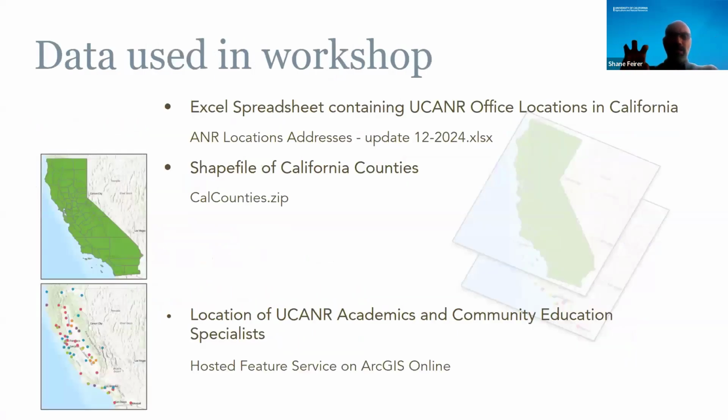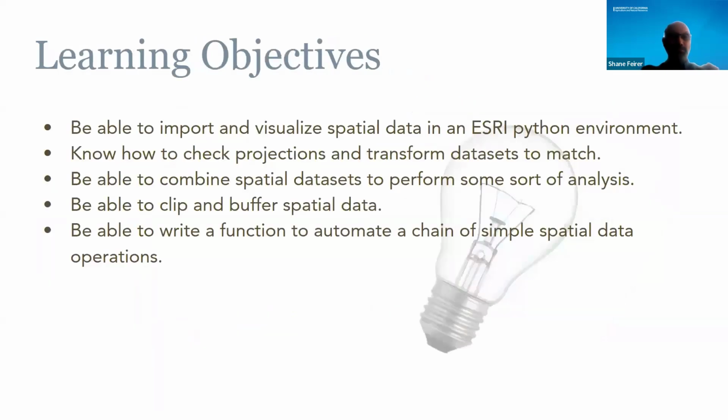So for this exercise today, we're going to use 3 main data sets. The email I sent out yesterday had links to, we think, 2 of these. There's an Excel spreadsheet that contains all of the UCANR office locations in California. And in there, you have the location name, street address, city, state, and zip for all the UCANR offices around California. We also included a shapefile of California counties. And then we're going to use ArcGIS Online, and we're going to pull in another data set, a hosted feature layer, which is going to be the locations of all UCANR academics and community education specialists around the state. So these are the main data sets we're going to use today.